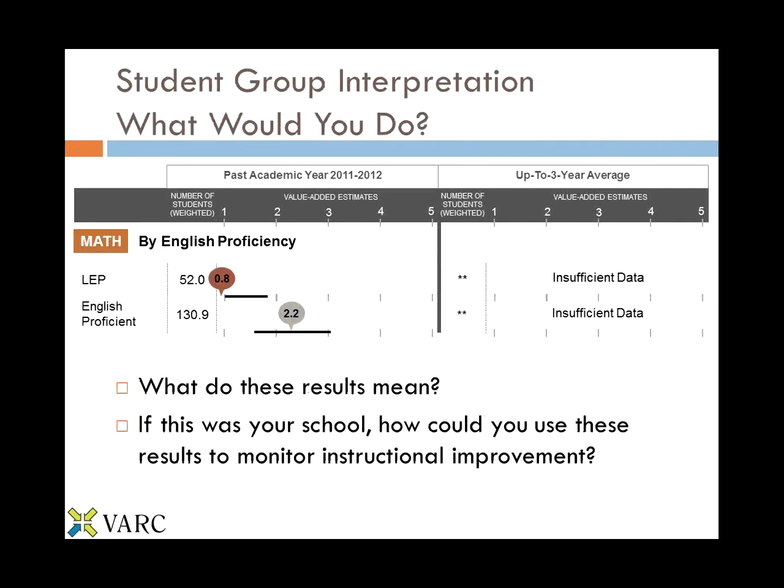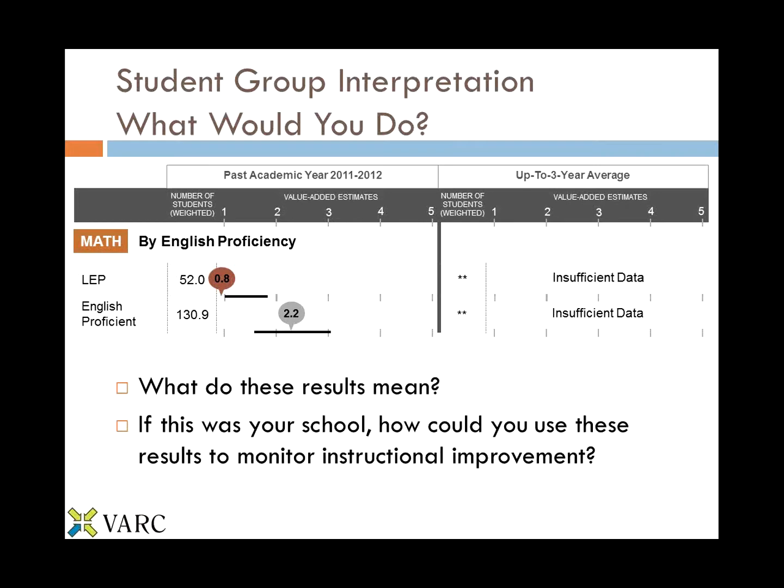Here's another example. We're looking at English proficiency with 2 groups. What do these results mean? Which group of kids does it look like I have the most improvement that I could make if I start making some changes at my school? It looks like there's a lot, like maybe I could do something with the LEP instruction that I'm doing at my school. It looks like it's far below average. Maybe I want to investigate what's going on there and see how we can better meet the needs of our students.